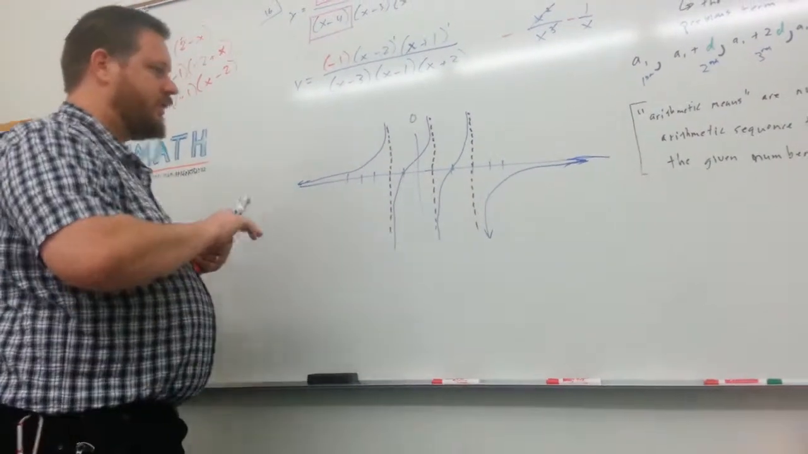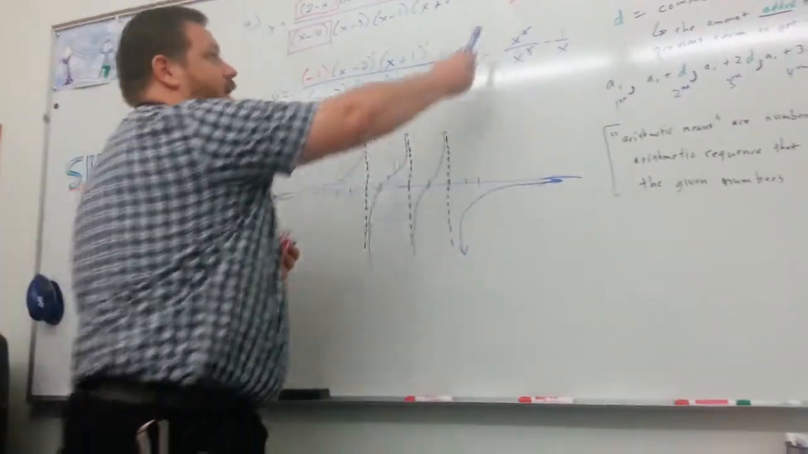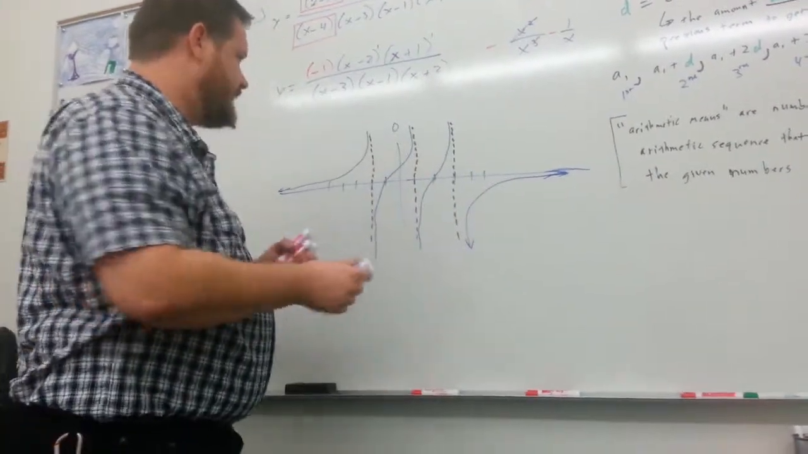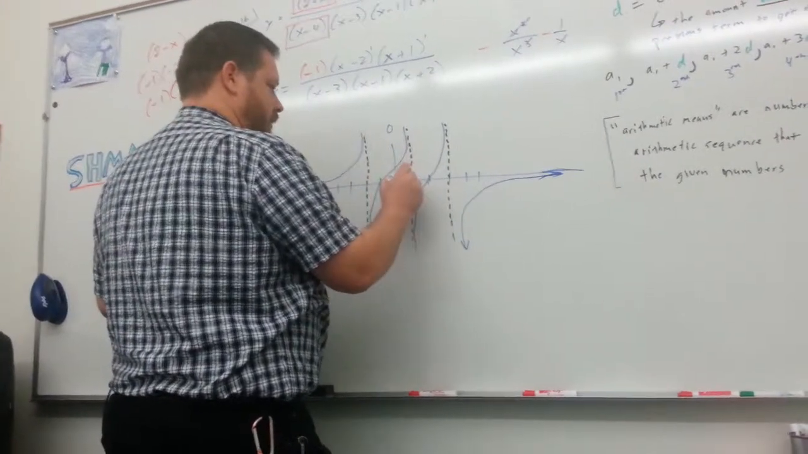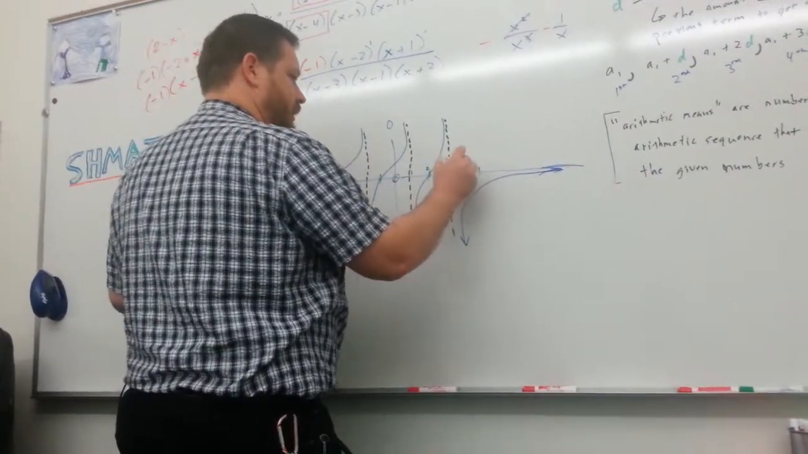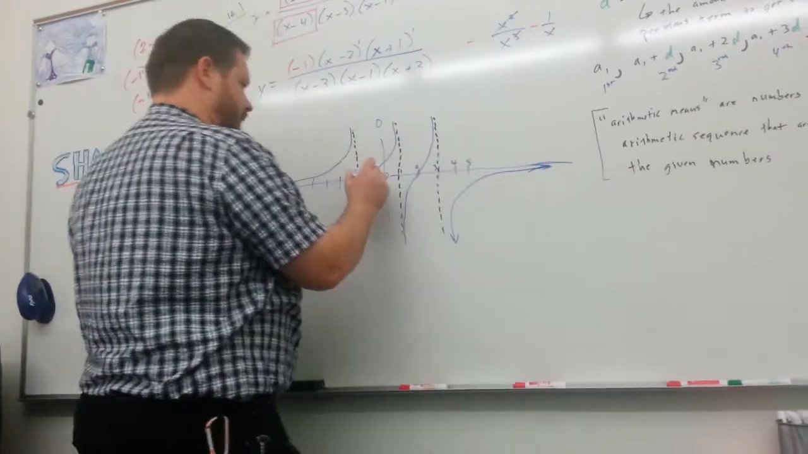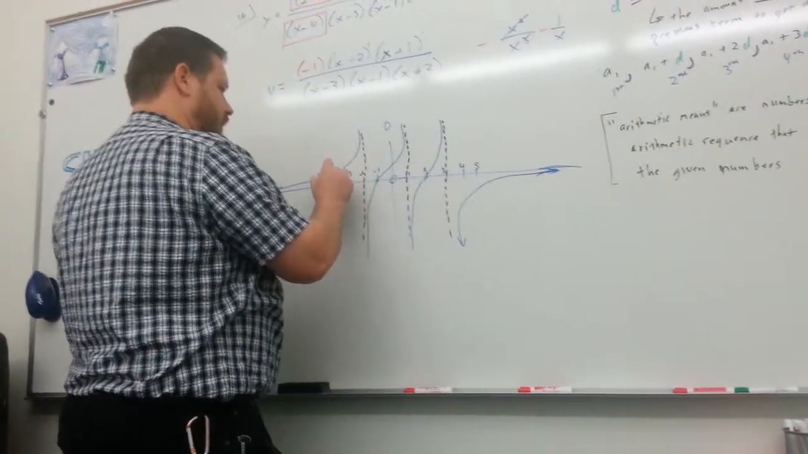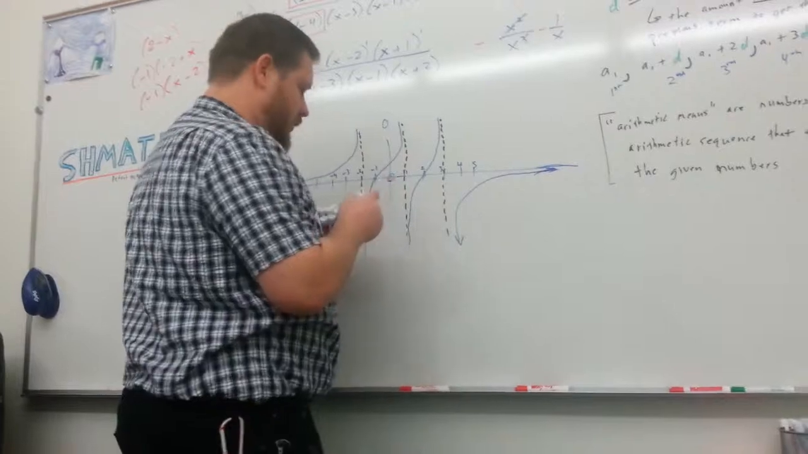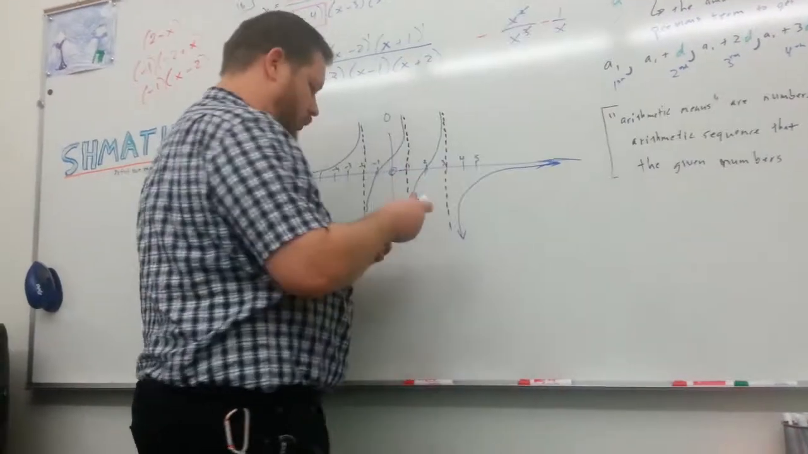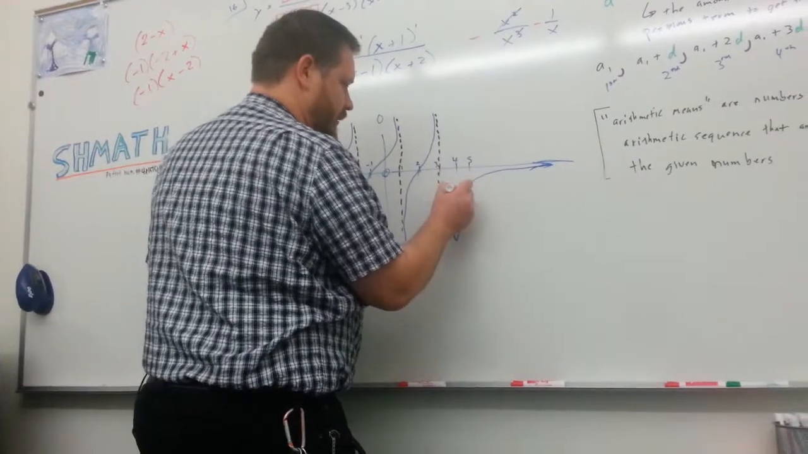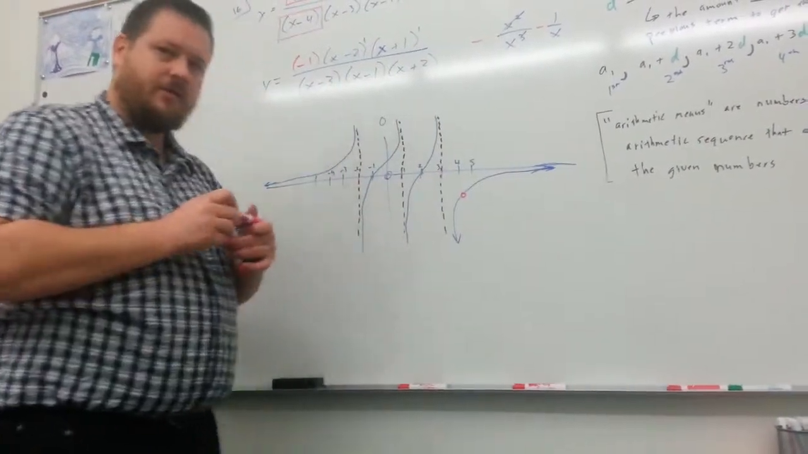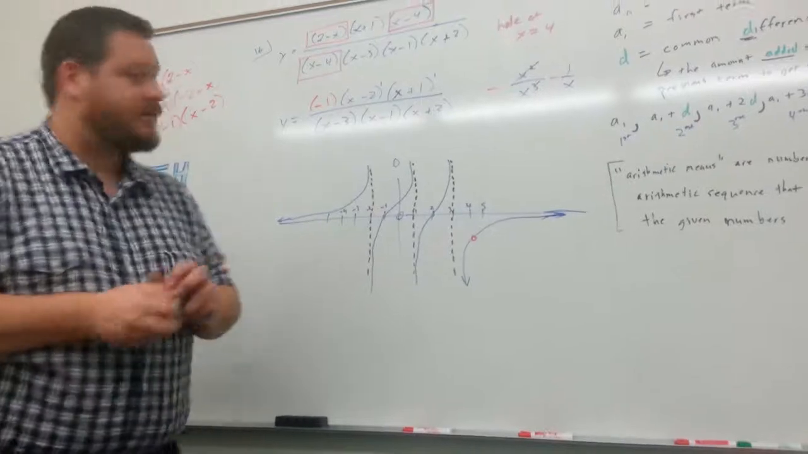And we are almost done, except we need to come back and account for our hole at 4. So if this is 0, we have 1, 2, 3, 4, 5, etcetera, and negative 1, negative 2, negative 3. At 4, we are going to have a hole in the graph. And so at 4, we're going to have a spot right here with a little circle in it to account for that hole.